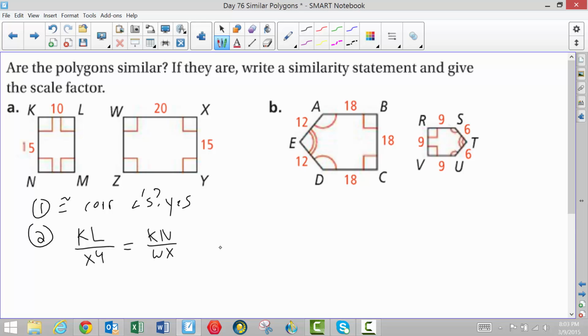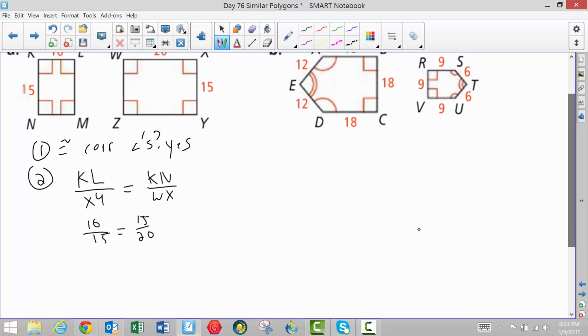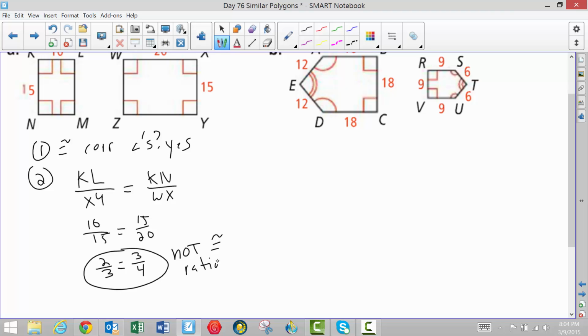So KL, in this case, is 10 over 15. Is that the same as 15 over 20? We have to reduce it. 10 over 15, 5 can go into both, so that's 2/3. 15 over 20, we have 5, so that's 3 over 4. So these are not congruent ratios, therefore they are not similar.